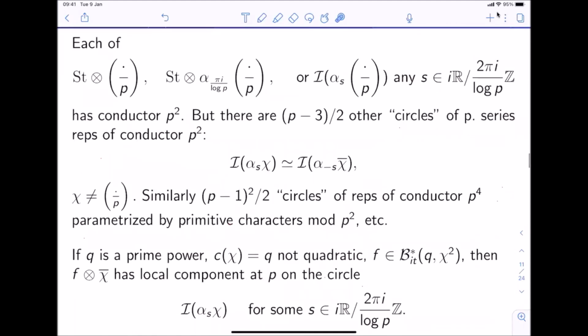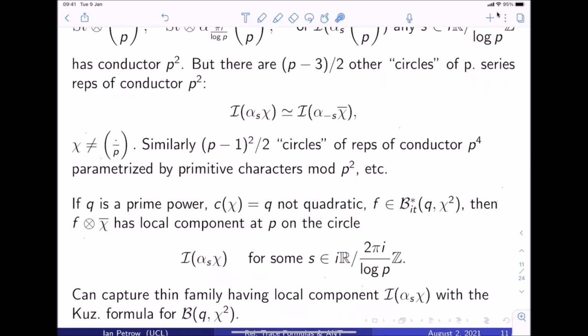So that's like p minus 1, and then I subtract the trivial representation and the quadratic character to get down to p minus 3, and then it's divided by 2 for these isomorphisms. And similarly, if I go up to the p to the 4th representations, there's this many circles worth of representations of the conductor p to the 4th. And they're parameterized by the primitive characters mod p squared, and then etc.